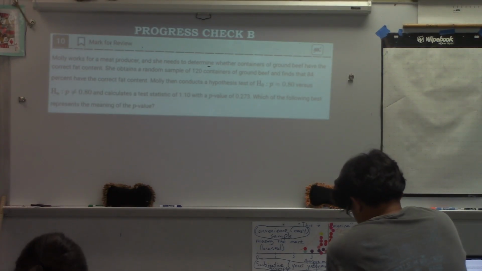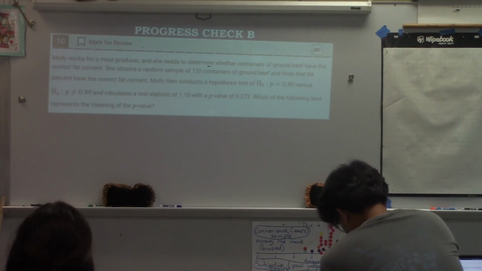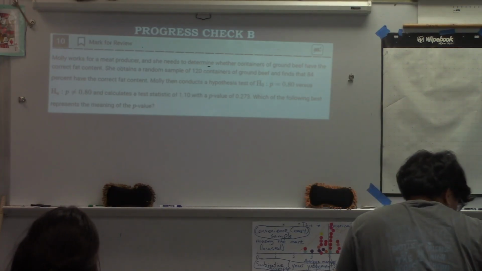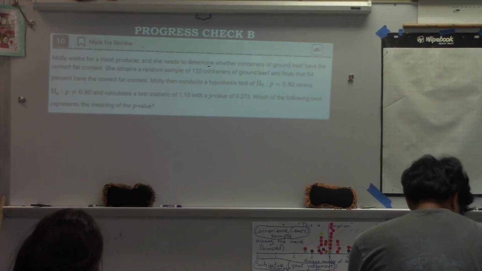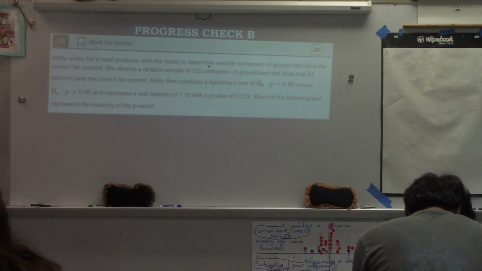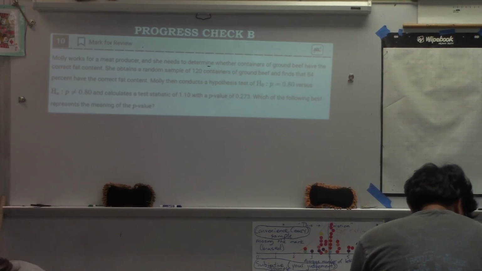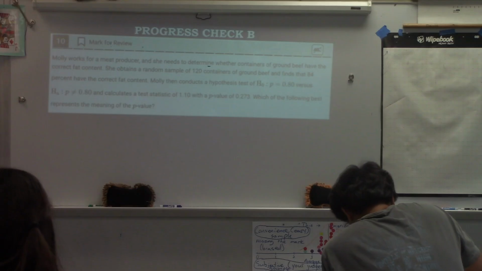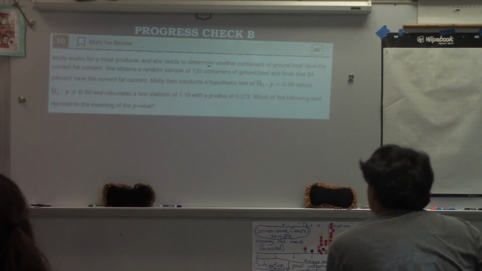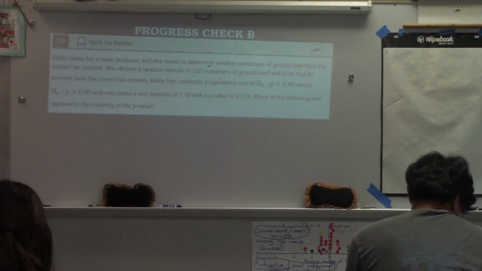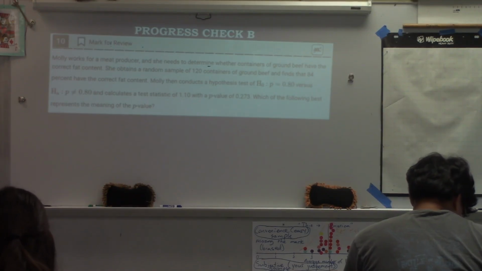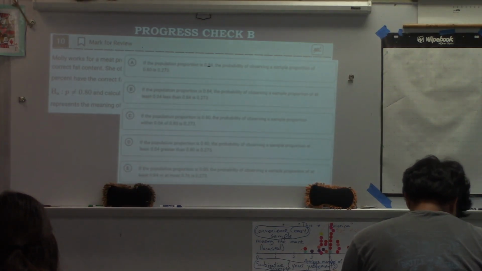Alright, Molly works for a meat producer and she needs to determine whether the containers of ground beef have the correct fat content. She obtains a random sample of 120 containers of ground beef and finds that 84% have the correct fat content. Molly then conducts a hypothesis test. H naught is p equals 0.8 versus the alternate is p does not equal 0.8, and calculates a test statistic of 1.10 with a p-value of 0.273. Which of the following best represents the meaning of the p-value?